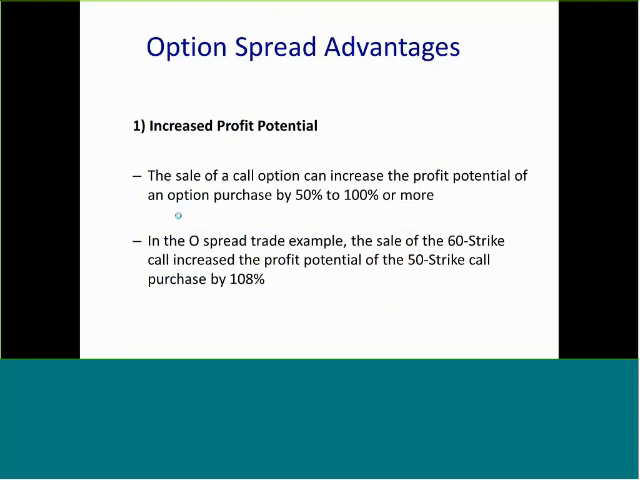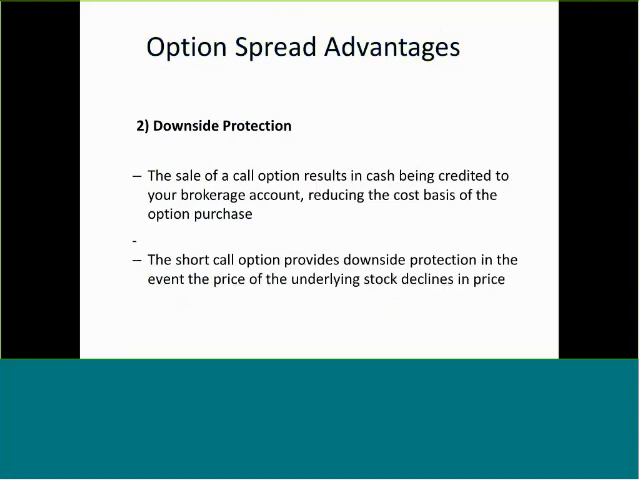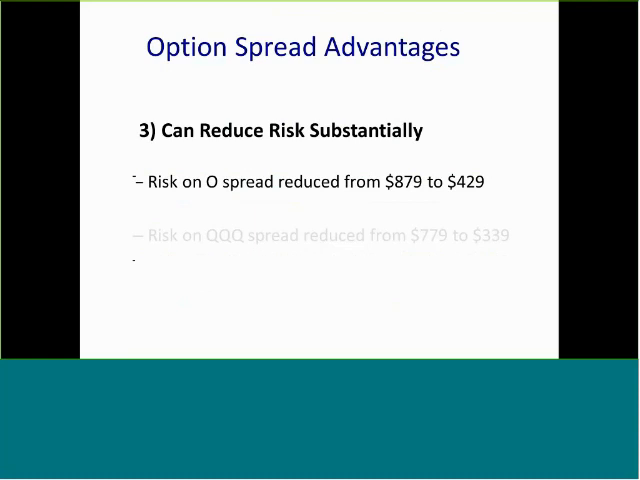So just to recap, the spread trades, they increase the profit potential of the existing option. They provide downside protection, and they can reduce your risk because when you sell a call option, that reduces your risk. So on the realty income spread, the cost of the call option purchase was $879, but after we created the spread, our total risk was $429.